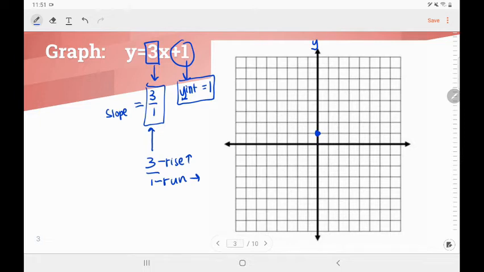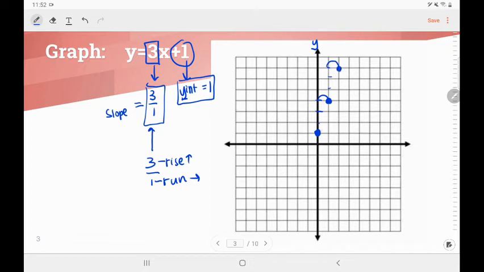So I'm going to go back to my starting point at 1, and I'm going to use those instructions to get to the second point, kind of like a treasure hunt. Rise 3, so up 1, 2, 3, and I'm going to run 1. So from there, I'm going to run 1, and I'm going to place my dot. Let's practice that again. So I can use my slope to get to my third point. So rise 1, 2, 3, run 1. Plot my point.